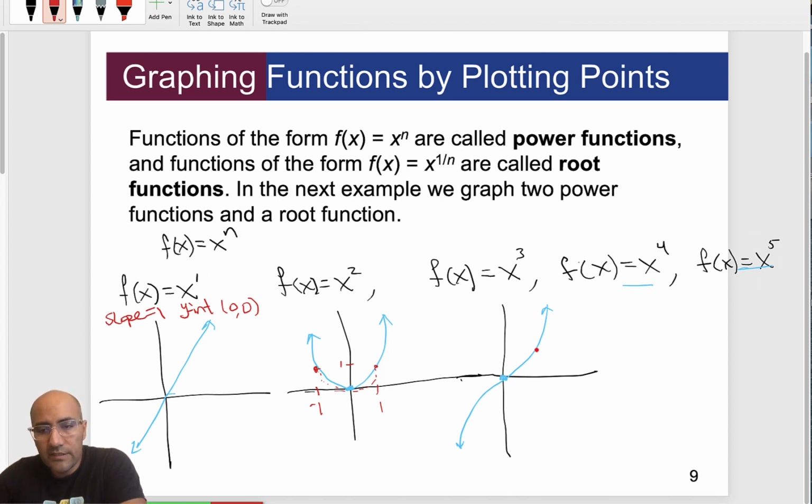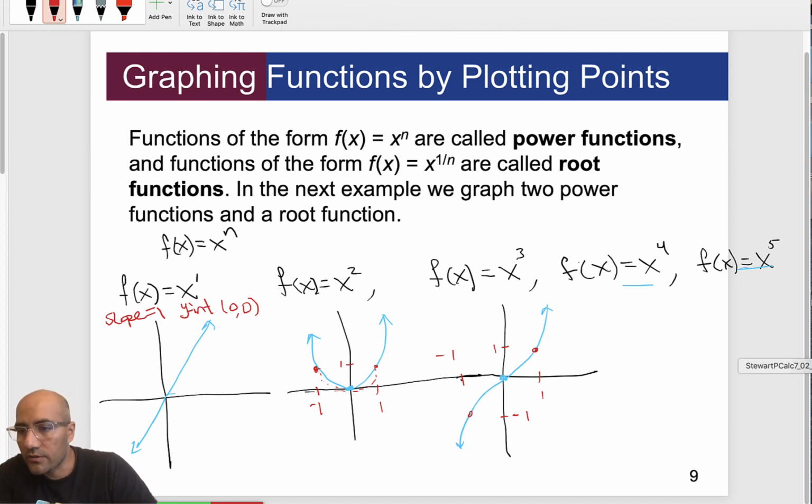And similar for this guy here, at the point 1 and 1. And then over here we have negative 1 and down to negative 1. In this little zone within negative 1 to positive 1, as we go to powers of 5, 7, 9, these things are going to get a little bit more squared off. They go toward the x-axis faster. And then beyond that, they go up to positive infinity or down to negative infinity faster.